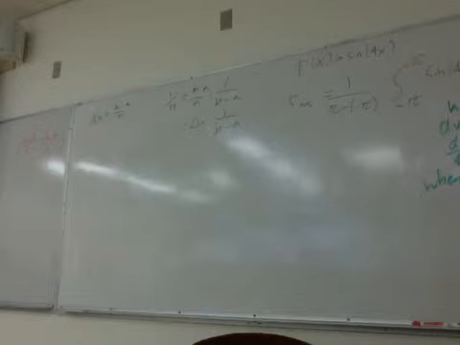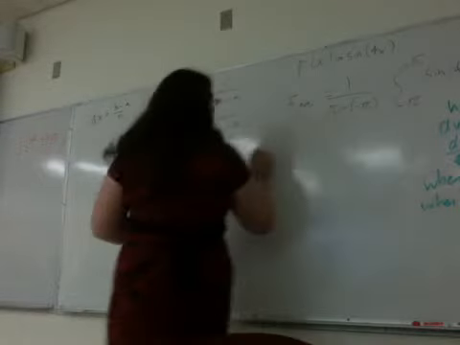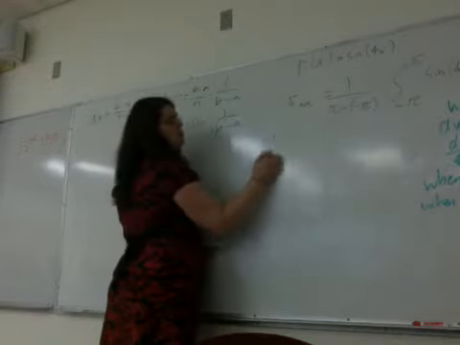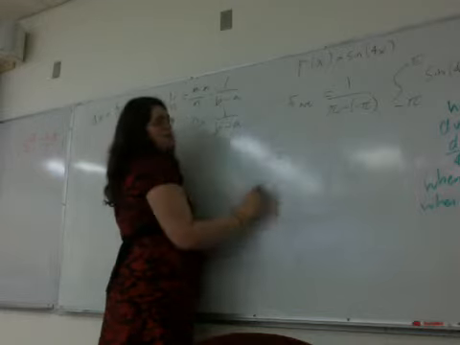When x is negative pi, u is negative 4 pi. When x is pi, u is positive 4 pi. Let me write that a little bit clearer: negative 4 pi, positive 4 pi. So this thing in front will become 1 over 2 pi, since pi minus negative pi is 2 pi.